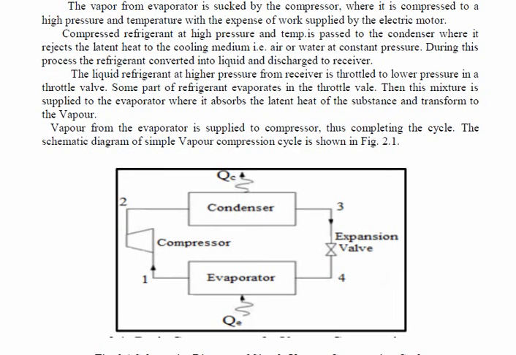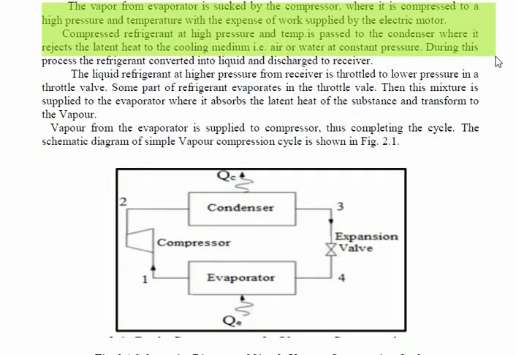The vapor from the evaporator is sucked by the compressor, which compresses it to a high pressure and high temperature at the expense of work, supplied by an electric motor. The compressed refrigerant at high pressure and temperature is passed to the condenser, where it rejects the latent heat to the cooling medium. Generally, air is taken as the cooling medium. During this process, the refrigerant is converted back into liquid and discharged to the reservoir or receiver.